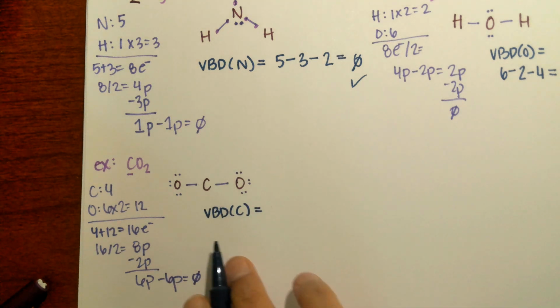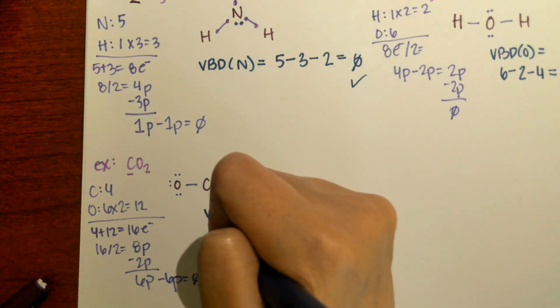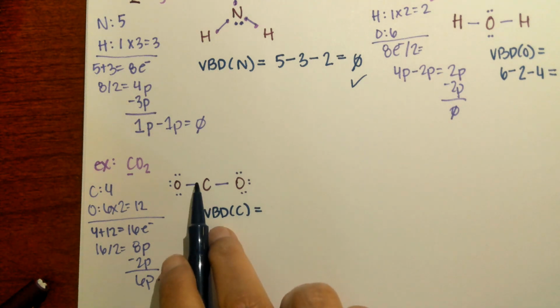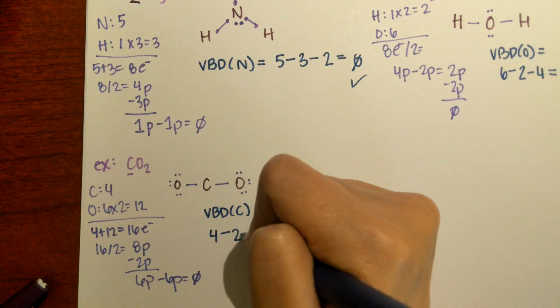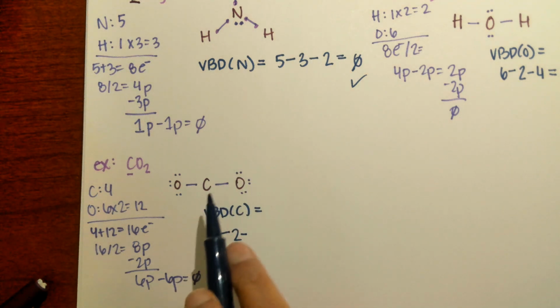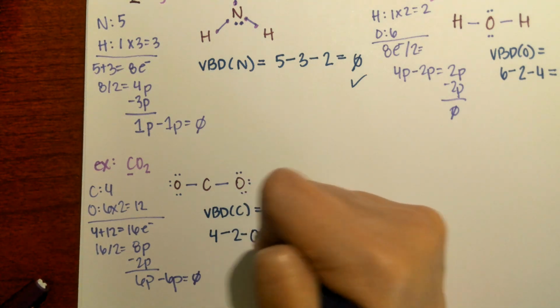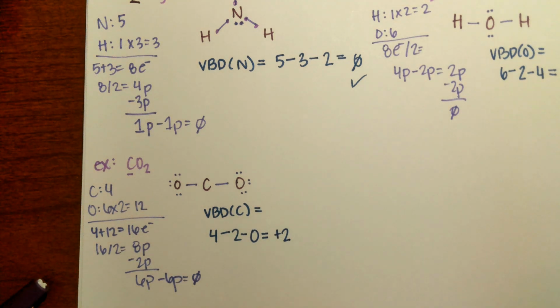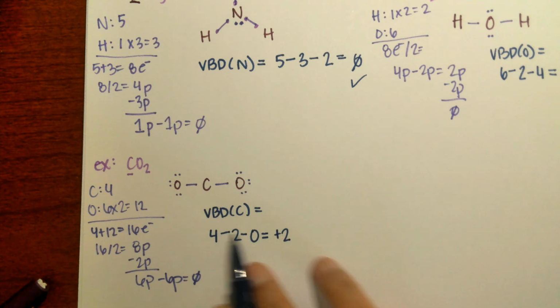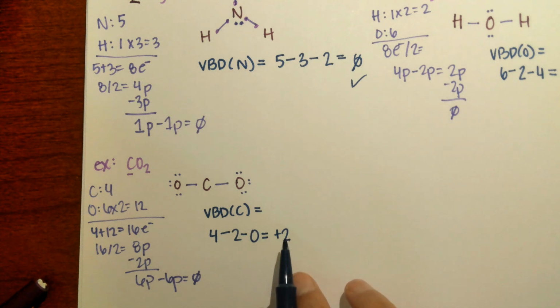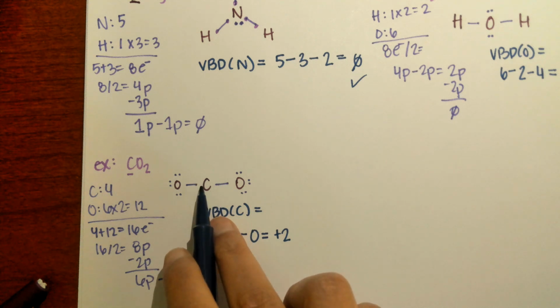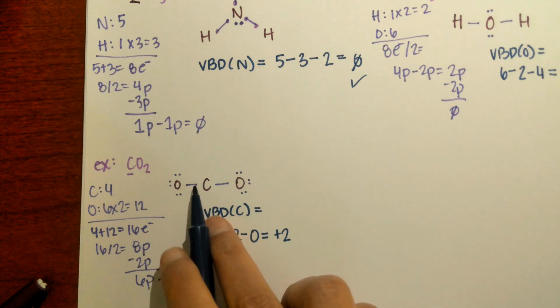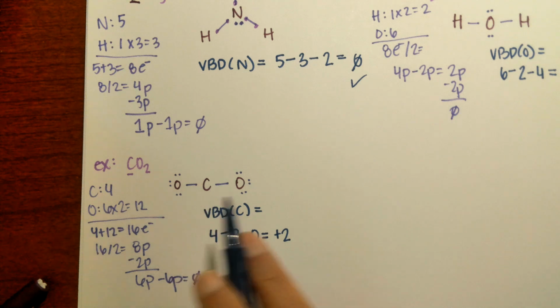Right, VBD of carbon. How many valence electrons does carbon have? 4 minus how many bonds? 2 minus. Do we have any dots surrounding carbon? We don't, so 0. 4 minus 2 minus 0 is 2. And I did plus 2 because since we're subtracting, it may be minus, but for the most part, it becomes positive, so plus 2. So it is not 0, so that 2 tells us that we need to move 2 pairs of electrons to the central atom, because carbon right now only has 2 electrons, it needs to have 2 more to be happy.